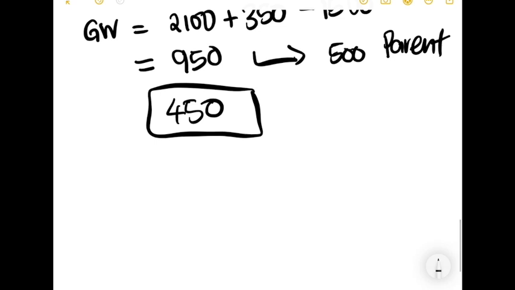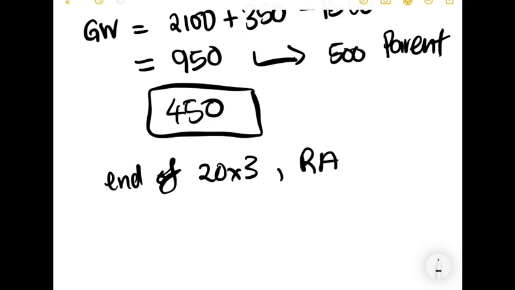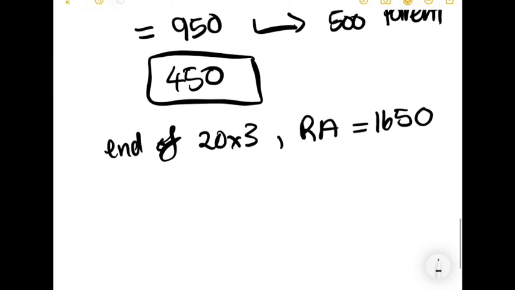When we're testing for impairment, we are told that at the end of 20x3, the parent determines that the recoverable amount of the CGU is 1650. And the net assets are the same as previously, 1350. So how do we then determine the impairment loss to be recognized?